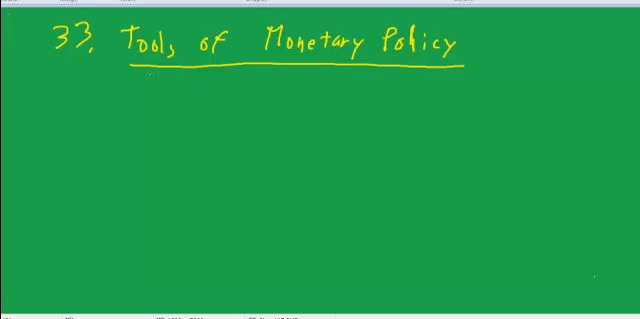Okay, welcome back to Economics. This is Dr. Kling, and I'm going to talk about the tools of monetary policy. Now, traditionally in the textbook, there are three tools.